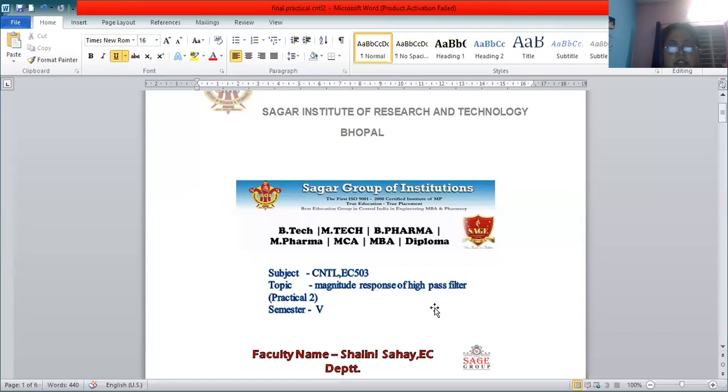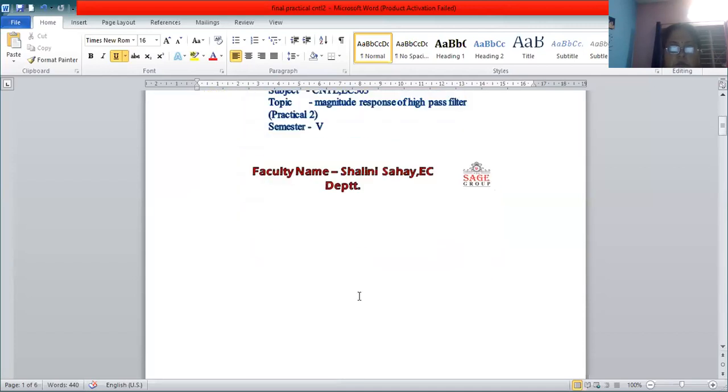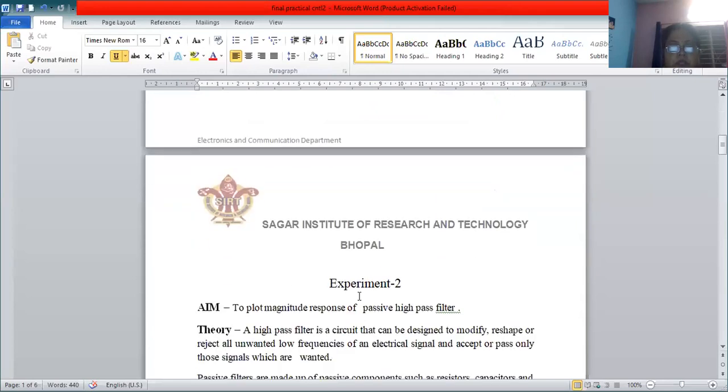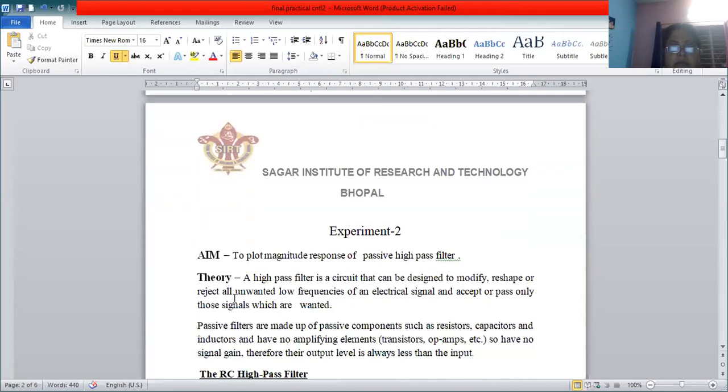Today in this lecture, we will discuss the magnitude response of high-pass filter as practical 2. First, the aim is to plot the magnitude response of high-pass filter. In this practical, we are discussing the passive high-pass filter.